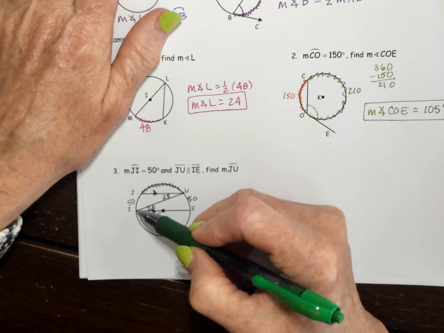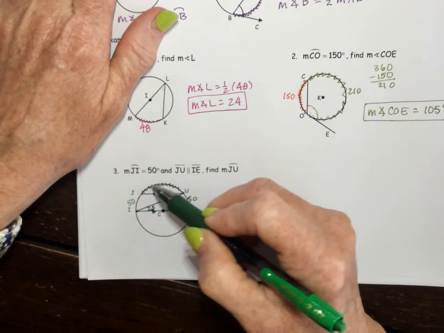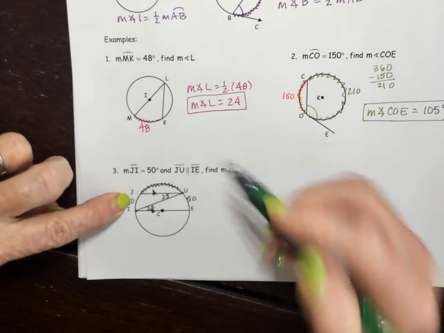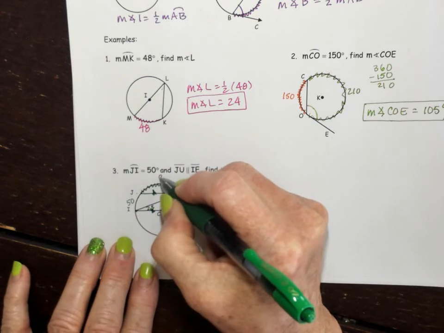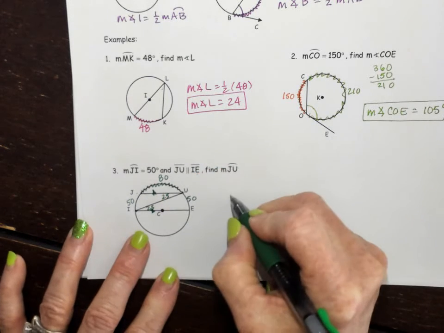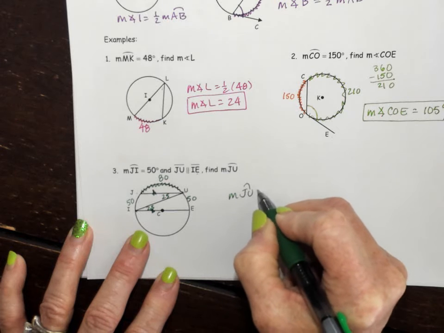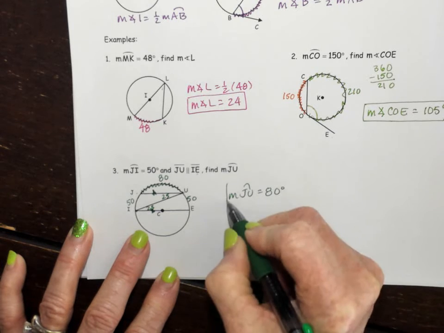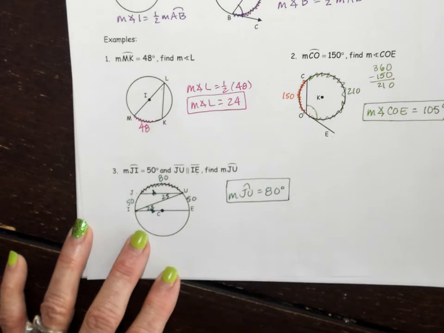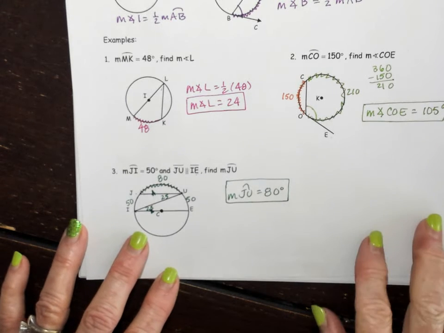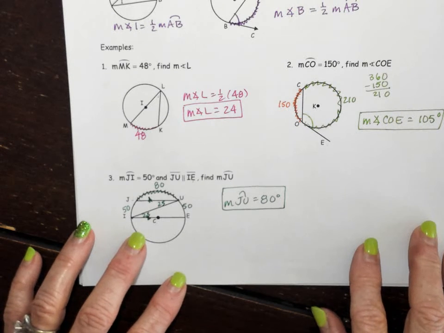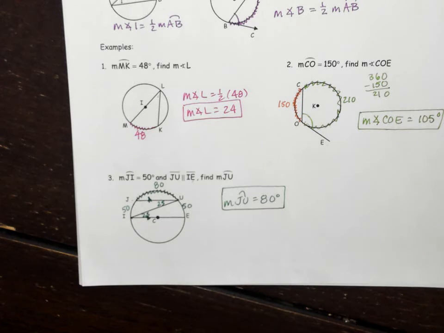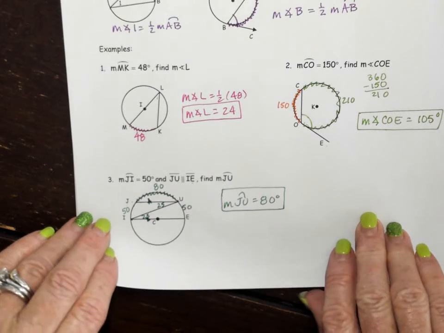Oh, cool. Now the top half of the circle is 180 degrees. There's 50 here and 50 here, which makes 100 together. That leaves 80 for arc JU. So the measure of arc JU is 80 degrees. Okay. Again, like what we were doing earlier, a lot of the work is actually done in the diagram. So be very careful with what you're writing and make sure you write down stuff in the diagram. That's where the work is. That's important.